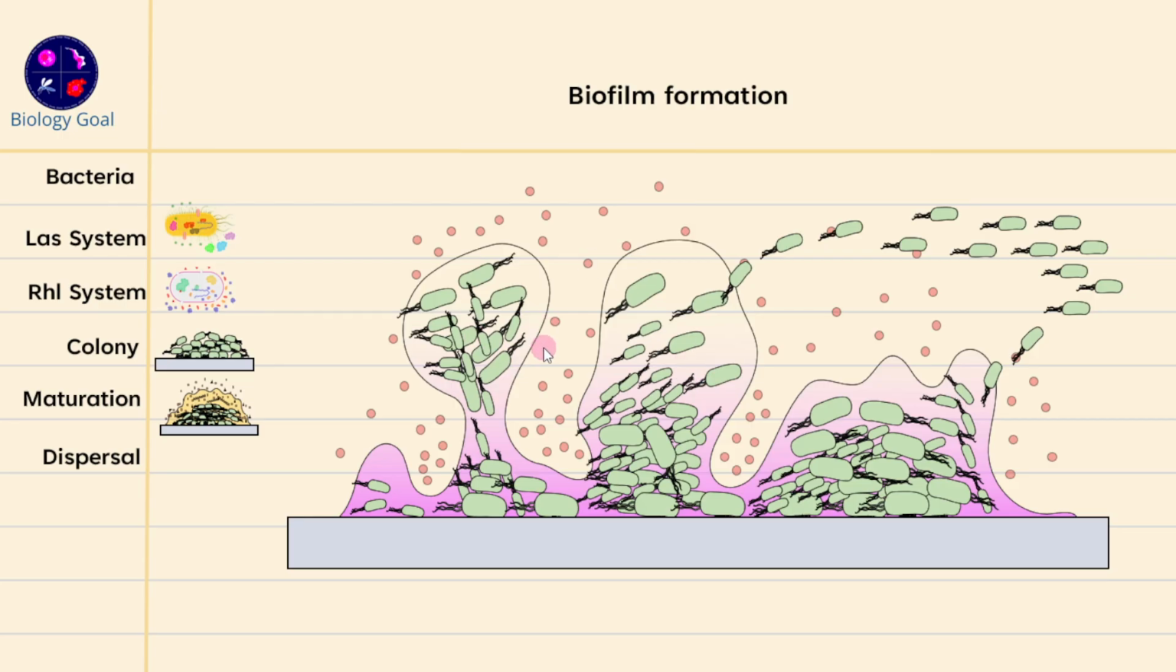So as you can see over here, close to the substrate, I have this dark pink color that represents the low oxygen concentration. So oxygen concentration will be very, very low in this region, and bacteria will be dormant in this particular region. They will be metabolically less active. They will be metabolically very, very inactive, and they will not be motile.